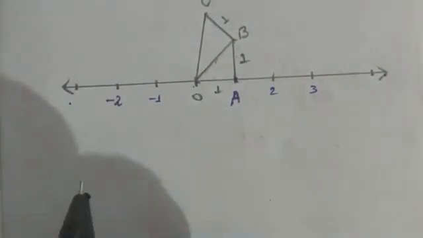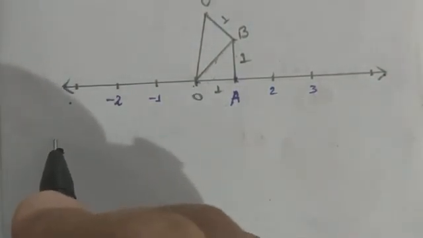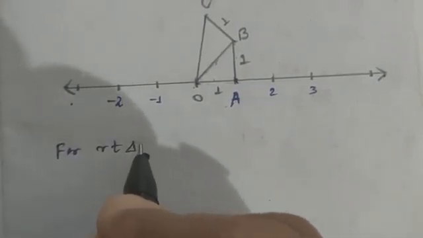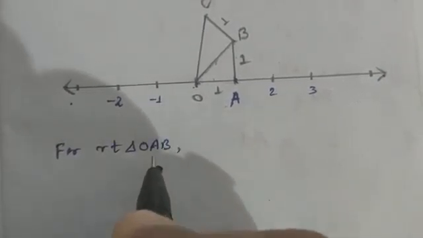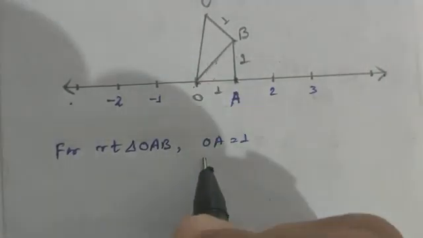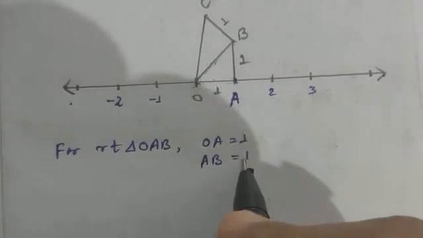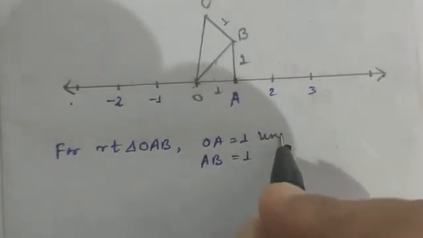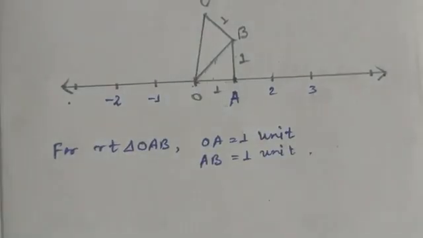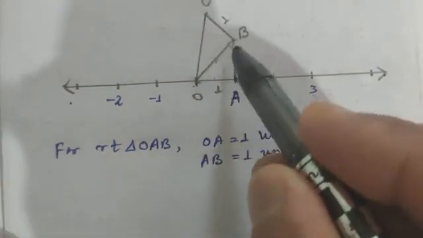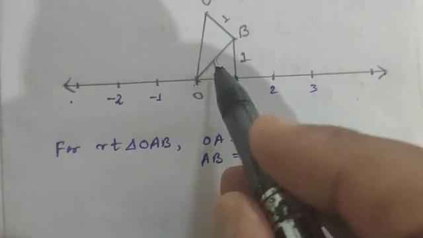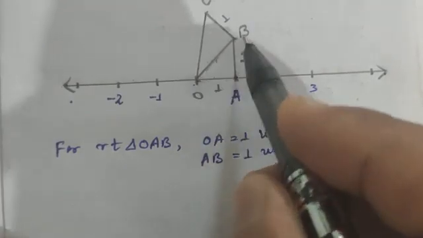First of all, for right triangle OAB, we will draw once again. What do we have? OA is equal to 1 unit. Similarly, AB is also equal to 1 unit. After that, we will find out OB. Since it is a right angle triangle, we can apply the Pythagoras theorem to find out the length of OB.